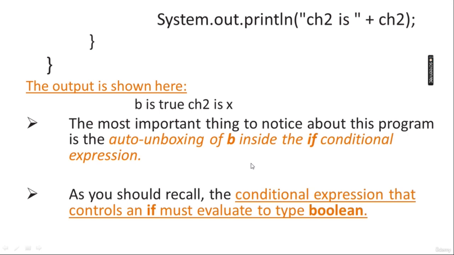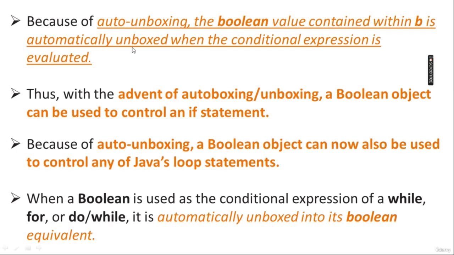But since auto unboxing is done by Java automatically, this conditional expression exactly fulfills the rule, that is, a conditional expression must evaluate to the primitive type boolean. Because of auto unboxing, the boolean value contained within B is automatically unboxed when the conditional expression is evaluated. With the advent of autoboxing and unboxing, a Boolean object can be used to control an if statement. Because of auto unboxing, a Boolean object can now be used to control any of Java's loop statements.